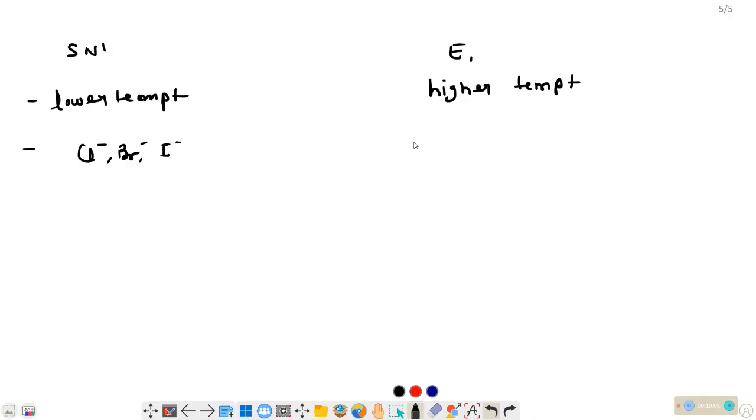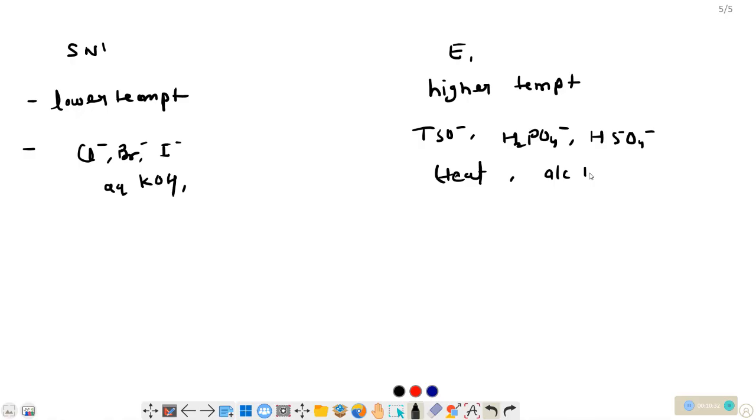If nucleophiles are like TsO minus, HSO4 minus, PO4 minus, then this will follow the E1 reaction. And we also have to add heat here. Here we can also add aqueous KOH or any base. Here we can add alcoholic KOH. So it will give us an E1 reaction, the alcoholic part.